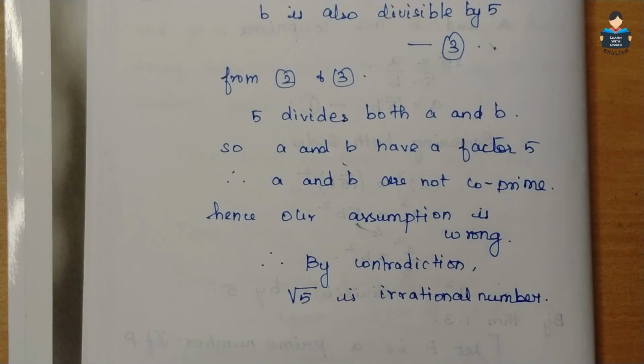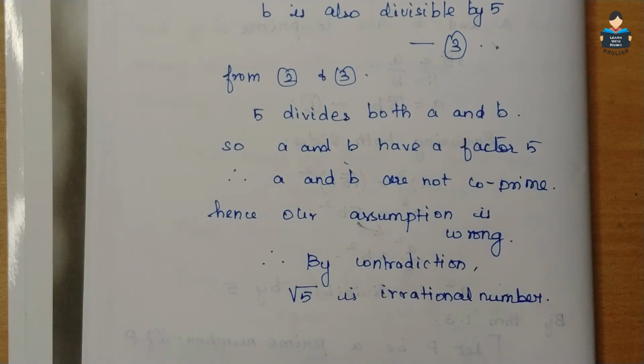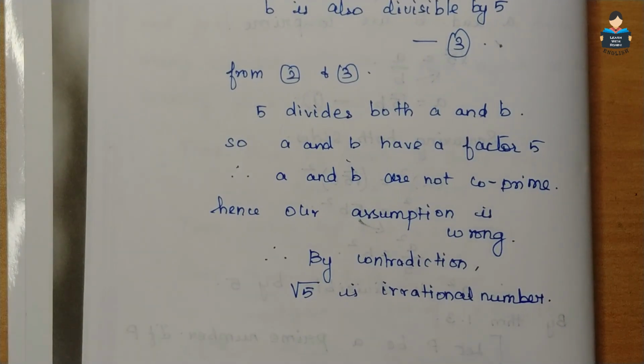And this is how we have to prove root 5 is an irrational number. The same steps will be followed for proving root 2 and root 3 as irrational, as they have given in the example sums. In the next video we will be covering the next sum.